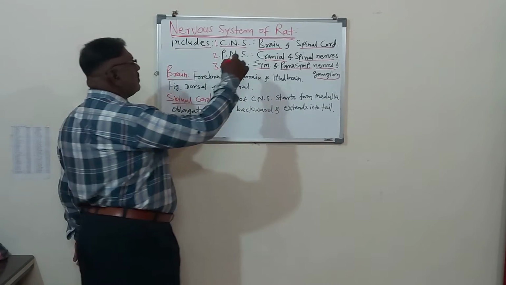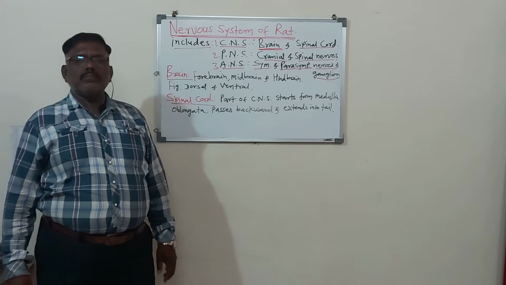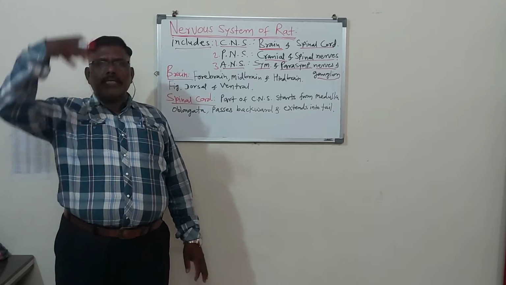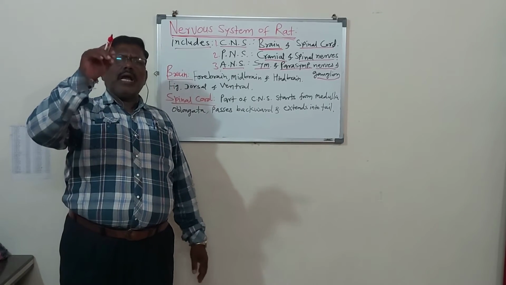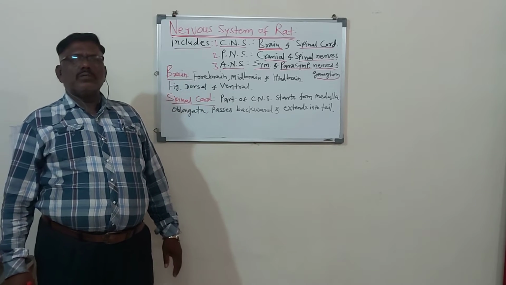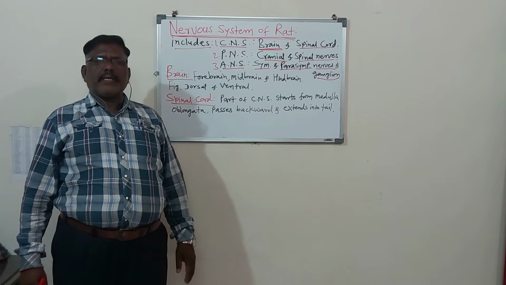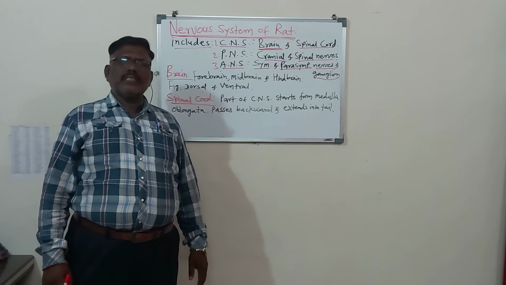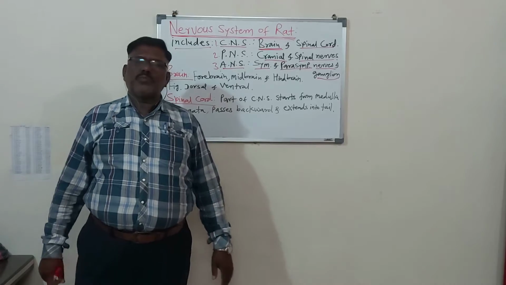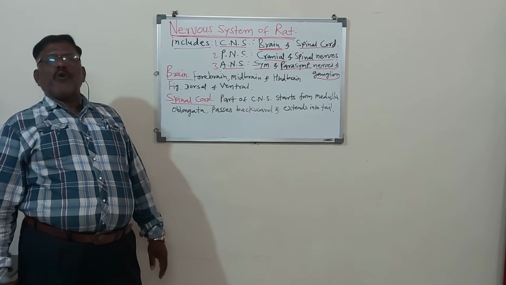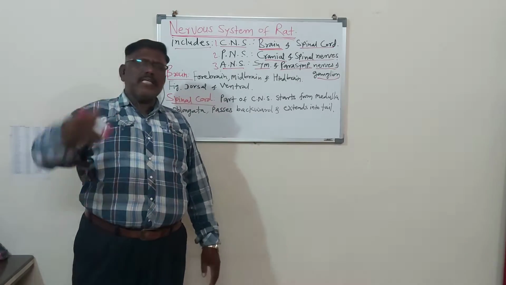Now we will study the brain. The brain is the main part of the nervous system. Its location is in the head. It is protected by the skull, a thin and very tough bone. So we can say the brain is present in the skull or brain box, which is very hard and protects the brain, because it is a very important organ in the body. Under the control of the brain, the complete body is functioning.